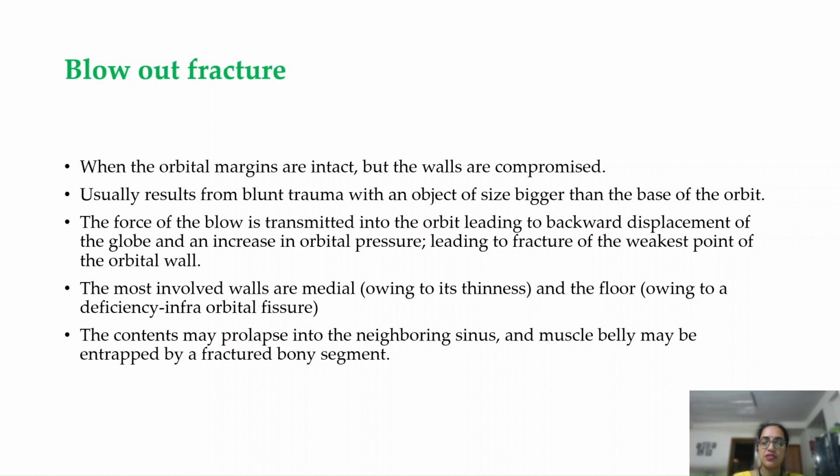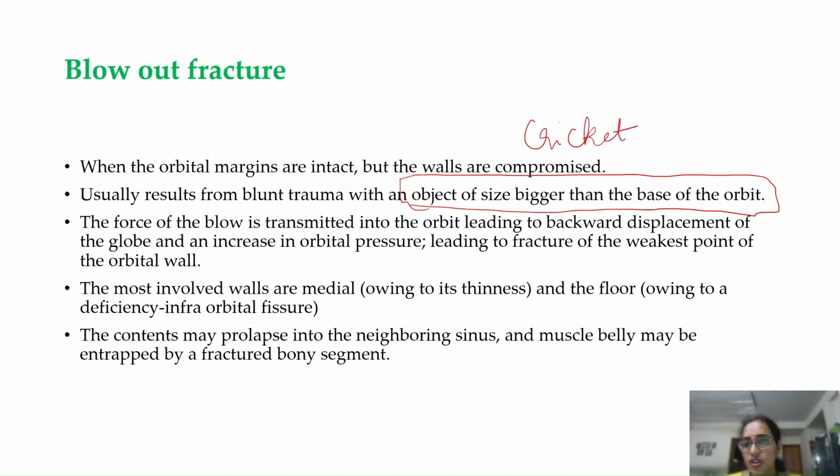It usually results from blunt trauma with an object of size bigger than the base of the orbit. This history is very important. The usual history they give is that of a cricket ball. So the size of the object should be a little bigger than the base of the orbit.